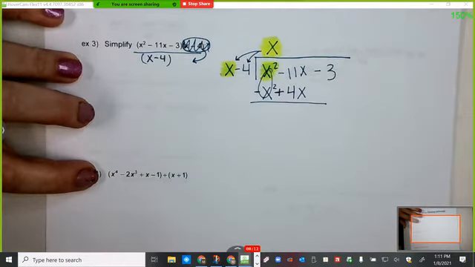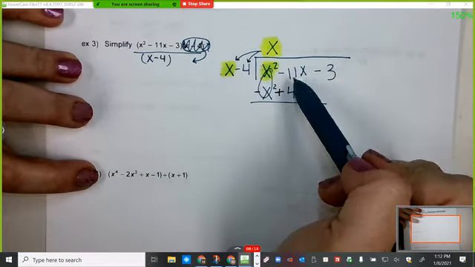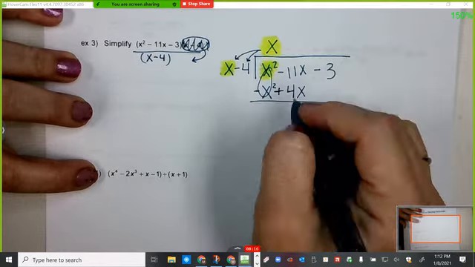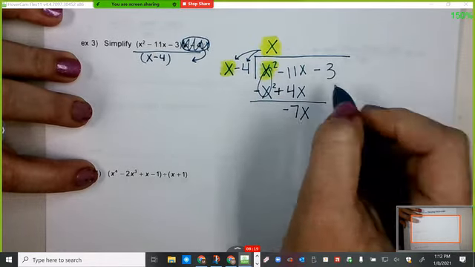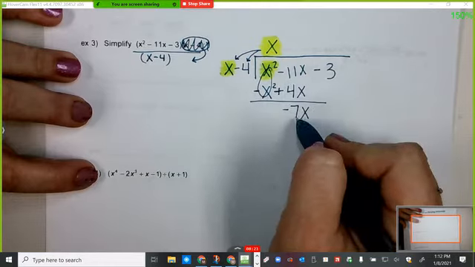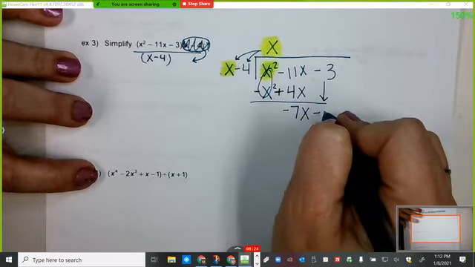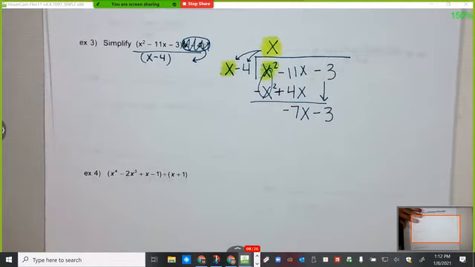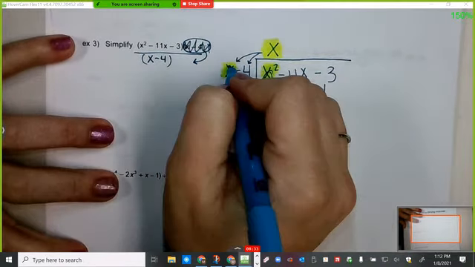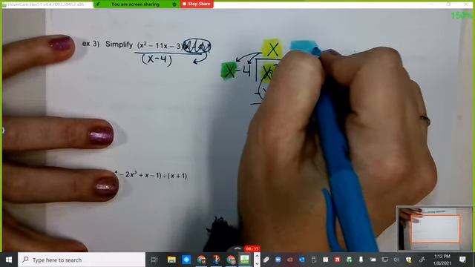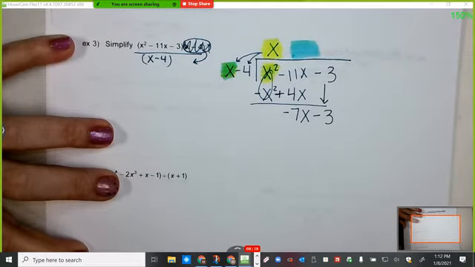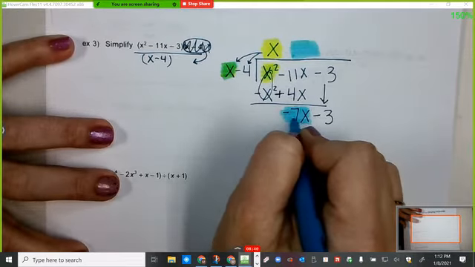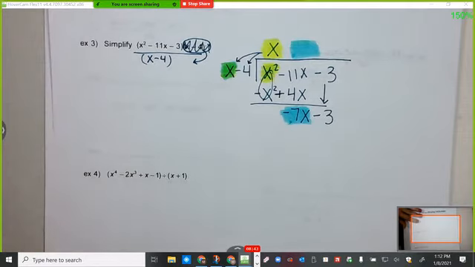These cancel, which should happen every time. Negative 11x plus 4x is negative 7x. I need 2 terms because there's 2 terms there. So I'm going to bring down my minus 3. So then x times what? Why did the negative 4 turn to a positive 4? Because when you subtract a negative, it's the same thing as adding, because it made a double negative.